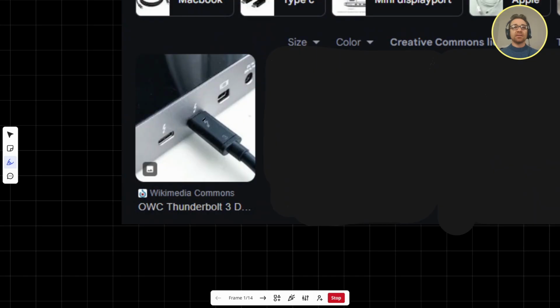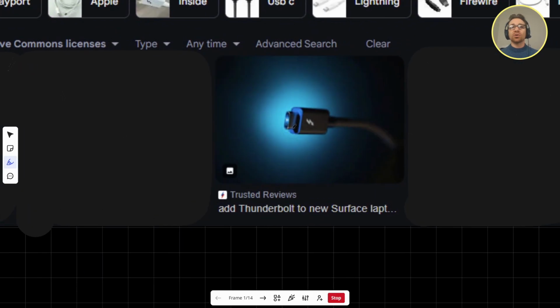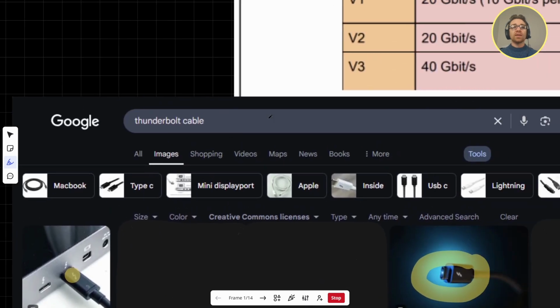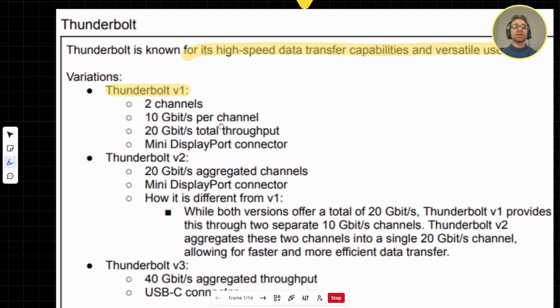It's easily identified by the Thunderbolt icon on the cable. If it has that icon on it, it's using the Thunderbolt standard, right? So with that being said, let's have a look at the 3 different versions.